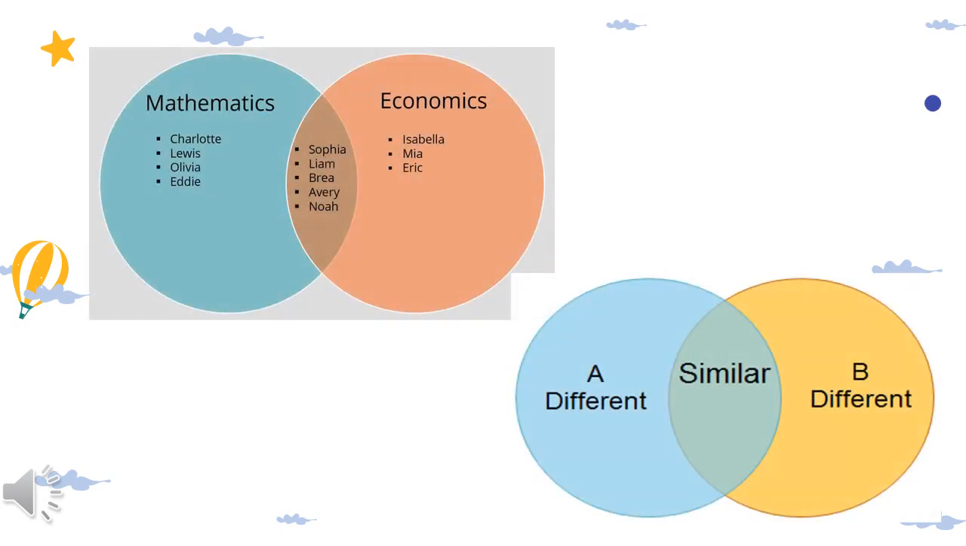Here's another example of a Venn diagram. Whenever we determine the similarities and differences of two ideas or two concepts, like for example, the similarities and differences of mathematics and economics. So that's it. We can use a Venn diagram to figure out what their similarities and differences are from one another.